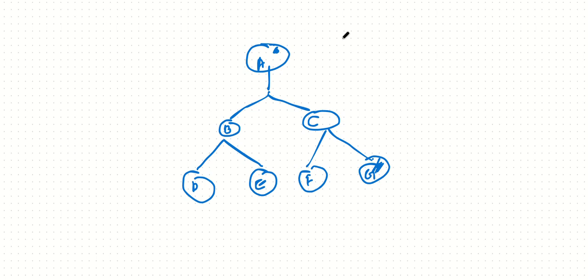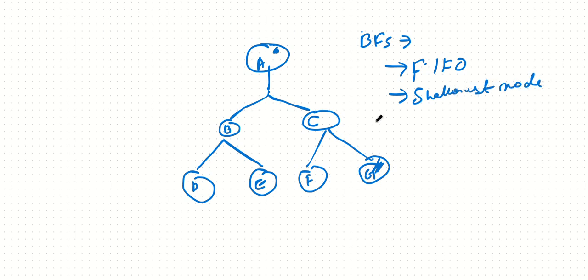Now let's talk a little bit about BFS and DFS. BFS uses a method called FIFO, that is first in first out, and we'll be checking the shallowest node first.